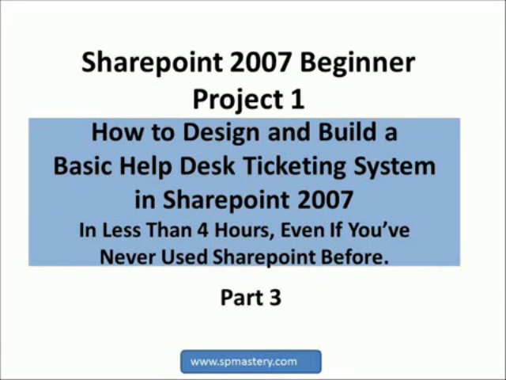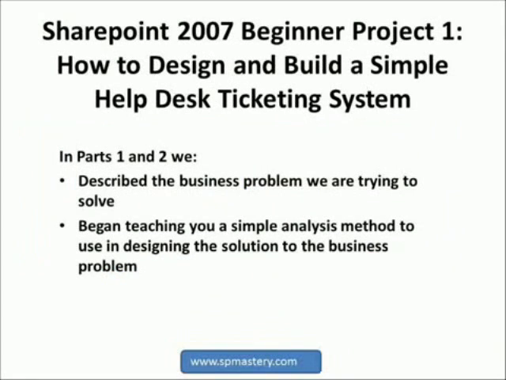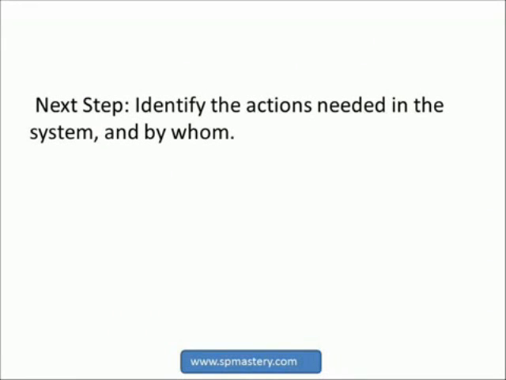This is part 3 of SharePoint 2007 Beginner Project 1, how to design and build a simple help desk ticketing system in under 4 hours, even if you've never used SharePoint before. So far, we have described the business process to be automated, and we have begun teaching you a basic method for analyzing the business process. Our next step is to identify the actions needed in the system and who the actors are that will carry out those actions.